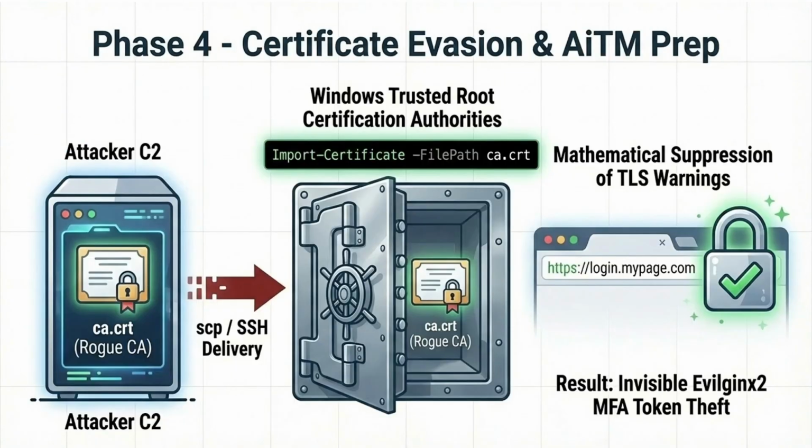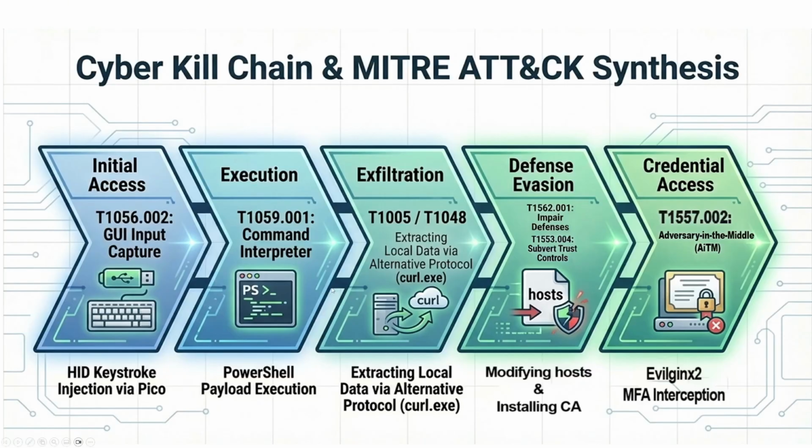And finally, in Phase 4, the script pulls a rogue root CA certificate from my server via SCP, and it installs it directly into the Windows Trusted Root Store. This is crucial because it suppresses browser TLS warnings, allowing my Nginx proxy to intercept the MFA tokens completely invisibly. To summarize this academically, we can look at the MITRE ATT&CK synthesis.